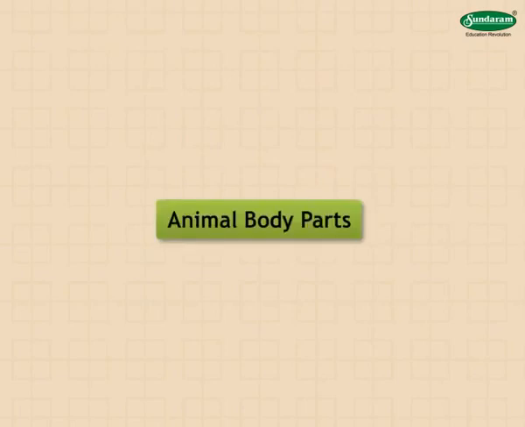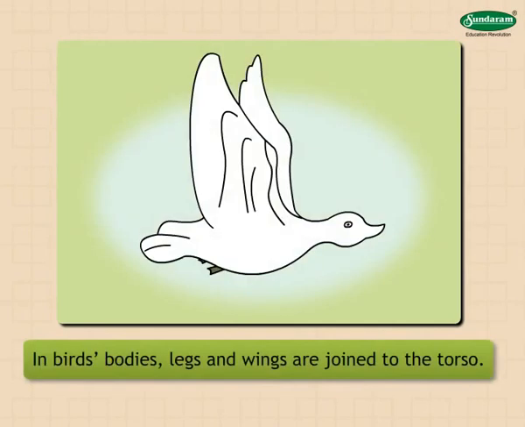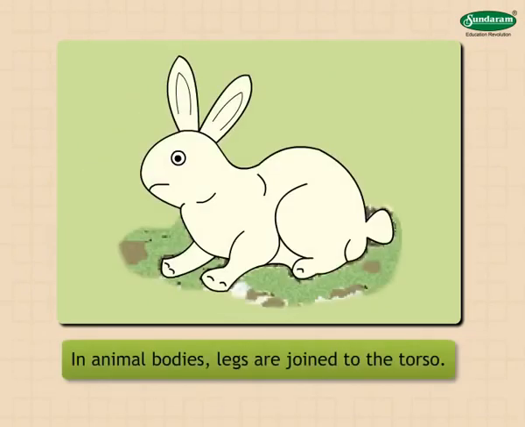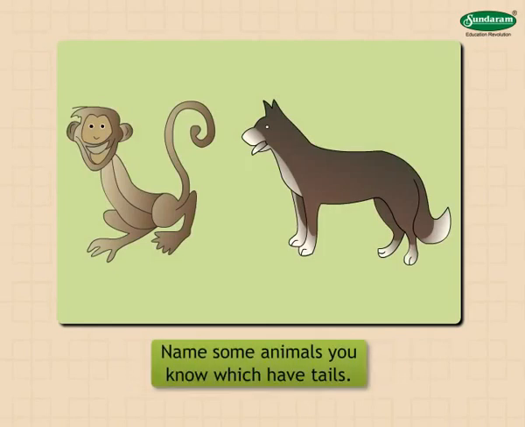Animal body parts. In our body, arms and legs are joined to the torso. In birds' bodies, legs and wings are joined to the torso. In animal bodies, legs are joined to the torso. Some animals also have a tail. Name some animals you know which have tails.